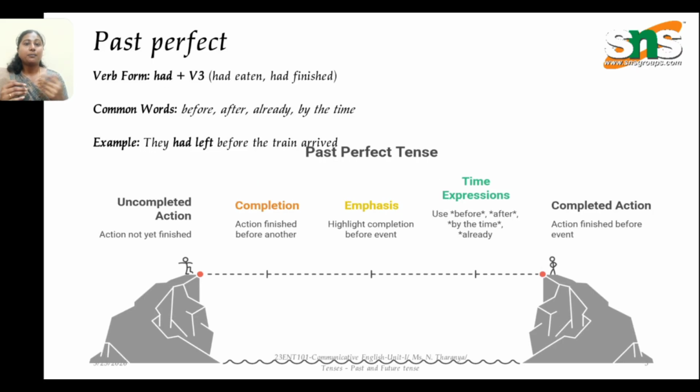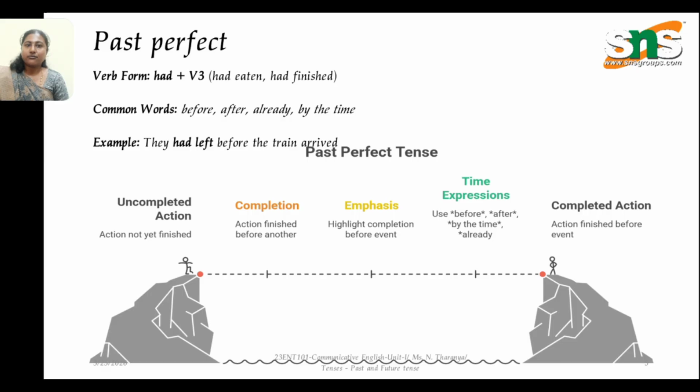The next one is past perfect. The verb form for past perfect is had plus V3, that is past participle form of the verb. As we have earlier seen, the verb has three forms. Present, simple present form, V2 form, past form, V3, past participle form. In perfect, we have to use the V3 form along with had. So, for example, had eaten, had finished, had completed.